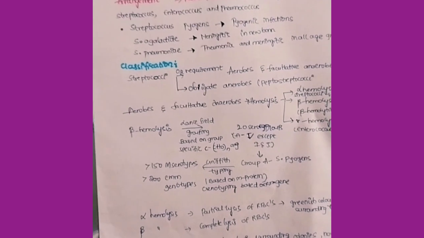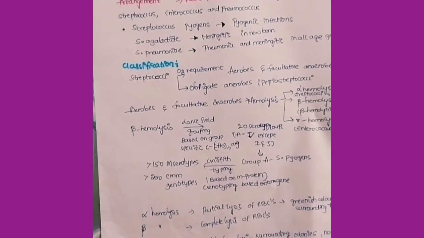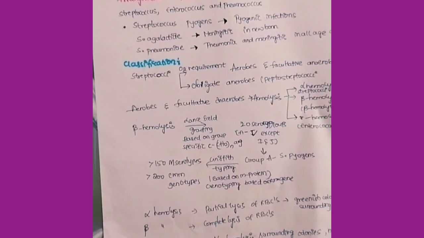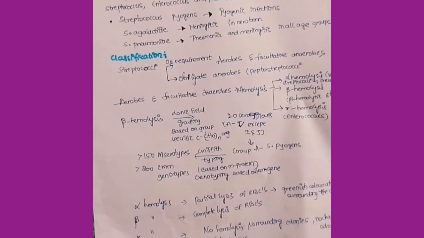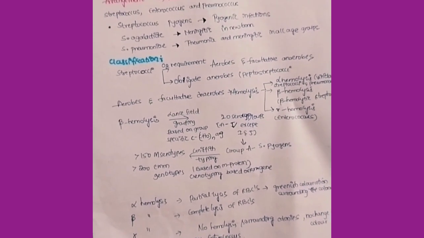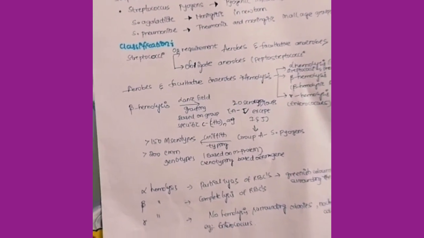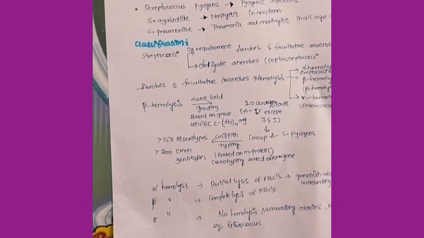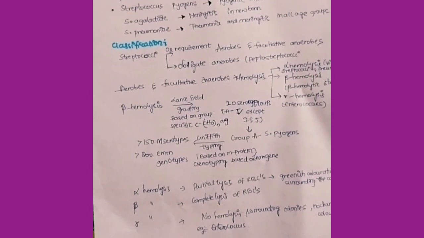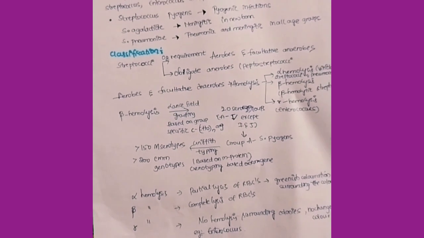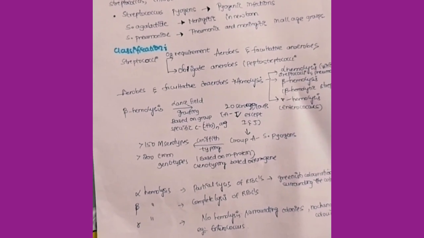So, coming to streptococcus, the species will be Streptococcus pyogenes. We are mostly going to discuss it today. Streptococcus pyogenes causes pyogenic infections; pyo means something related to pus. Streptococcus agalactiae causes meningitis in the newborn, whereas Streptococcus pneumoniae causes pneumonia and meningitis in all age groups.